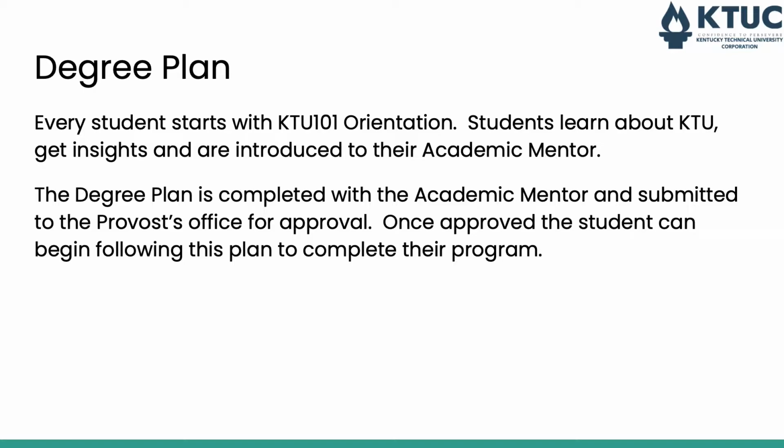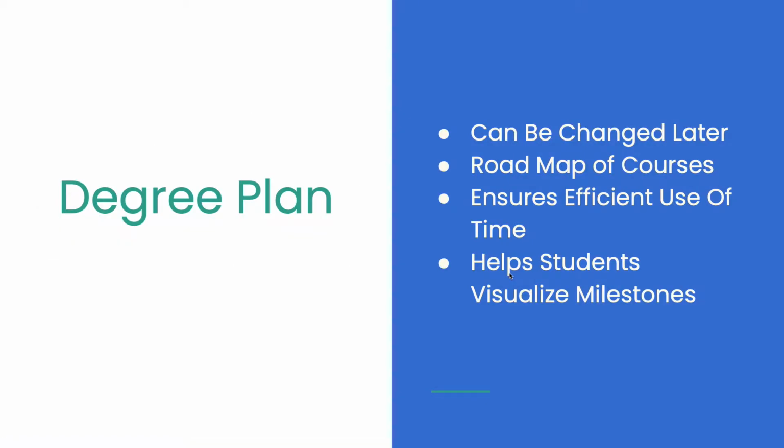The degree plan is completed with the academic mentor, who is your academic advisor, and it's submitted to the provost's office for approval. Once it's been approved, the student, you, can begin following this plan to complete your program. It's simply a roadmap for what course you need to take when, in which term, to be able to complete all the requirements.